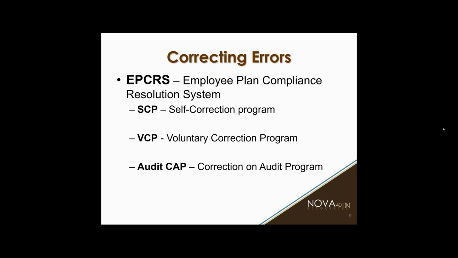And then the third part of the IRS correction program is that if you happen to just randomly be audited before fixing a problem, and the IRS kind of catches you out right there, then you're correcting the problem under their audit CAP correction program, and that one usually involves just higher penalties than anything that would be available in the self-correction or the VCP program.